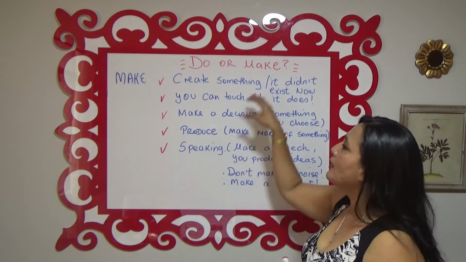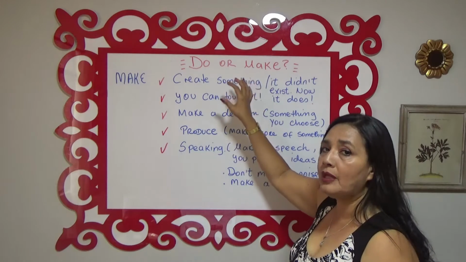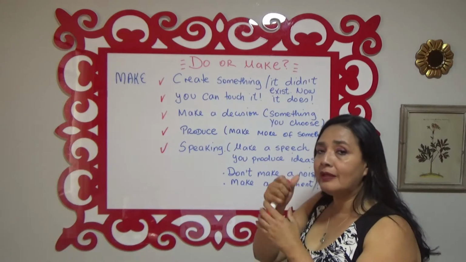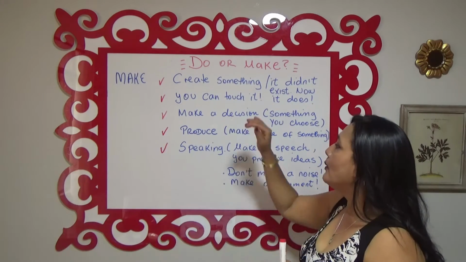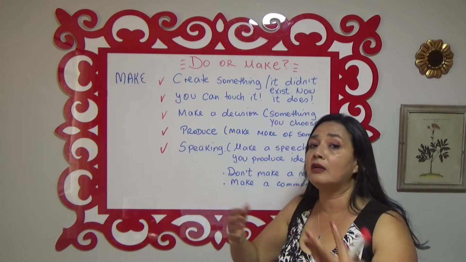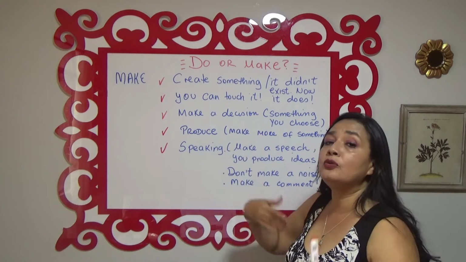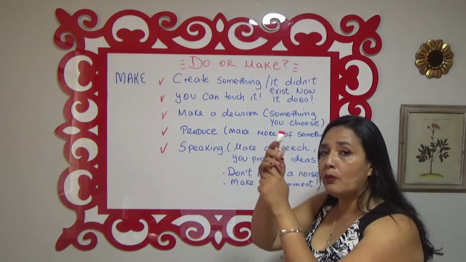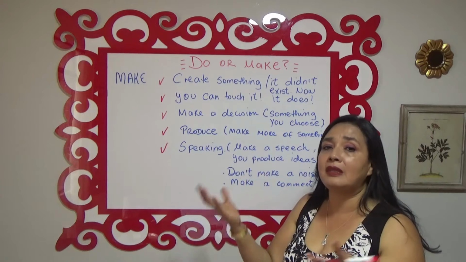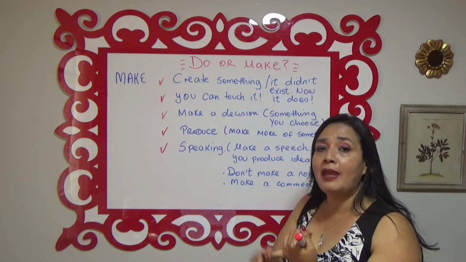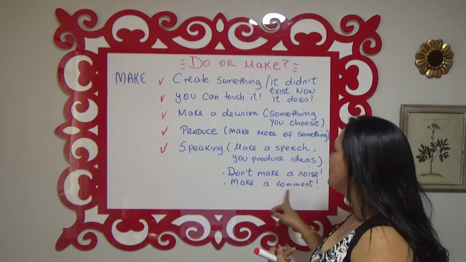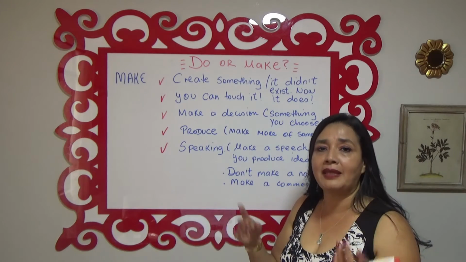Let's recap. When we talk about creation, when you create something for the first time, when you can touch something, so it's tangible, when you have to make a decision and you are choosing between one thing or the other, when you produce or make more of one product that you created, for example. And when we talk about speaking, for speech, you make a speech. If you talk about noise, don't make noise. Or a comment, you also make a comment.